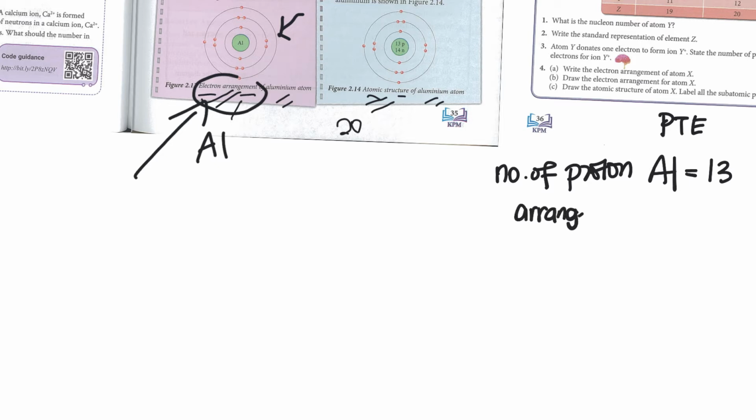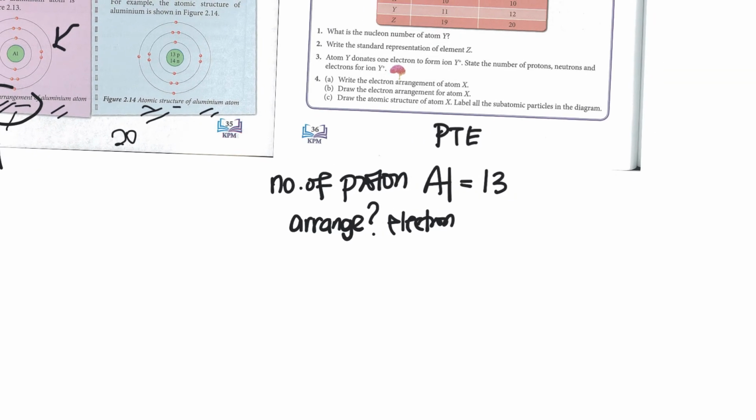Okay, first thing first, you need to find the number of proton for aluminium. So I found that it's 13. Where I find this, it's in the periodic table of element in your textbook. Okay, so after you have the proton number for aluminium, you have to arrange it according to the shell. So what is the thing you need to arrange? It's the electron arrangement. So let us arrange the electron arrangement.